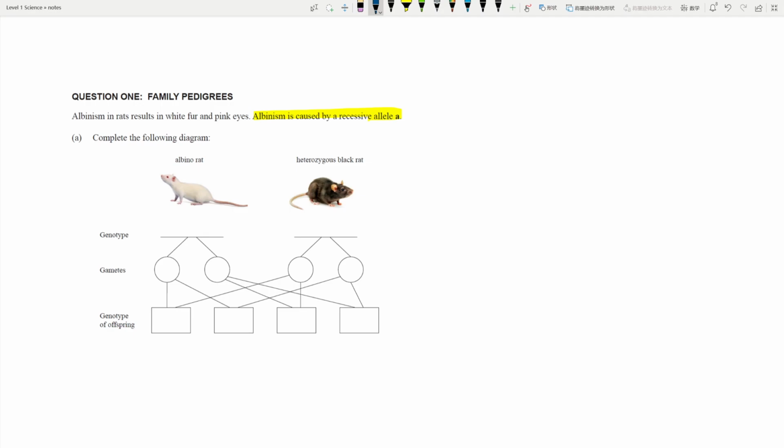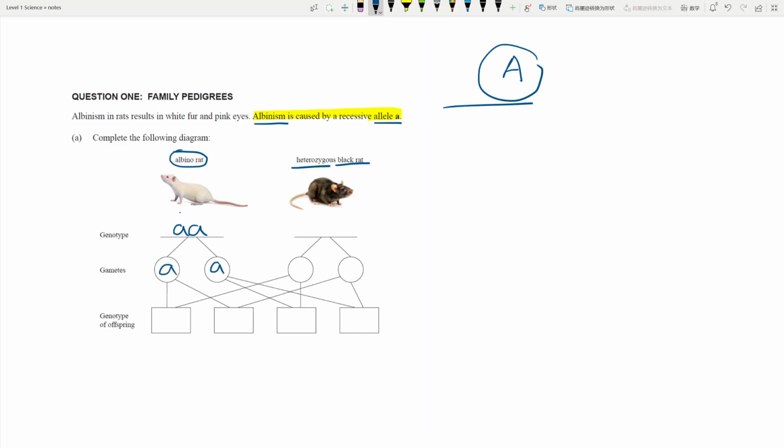Okay, so let's quickly link back to what we did just now. If we have an albino rat, the allele that codes for that is small a. So the genotype of this particular rat must be small a, small a, because there's no other scenario. As soon as you have a capital A in the genotype, the rat will be black, will be normal.